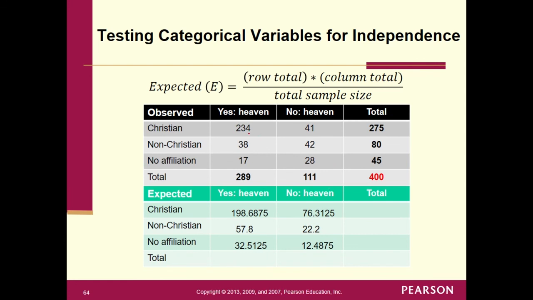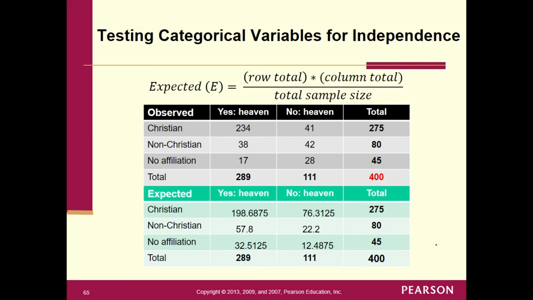So again, for this guy right here, we would take 275 multiplied by 289, divide by 400, and notice it doesn't come out to a nice number like it did before. And I would expect that from a real sample. And then this guy right here, we would take 275, multiply it by 111, divide by 400, and I got that. So notice when you add those up, you do come back to 275, and if you did that for all of them, you come back to the subtotals.